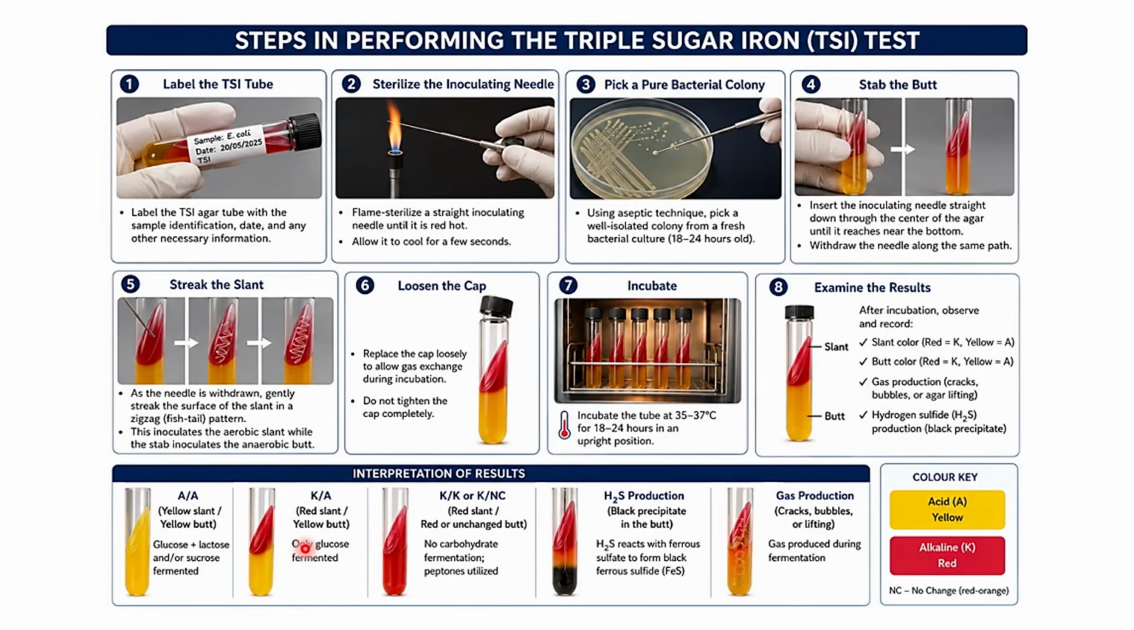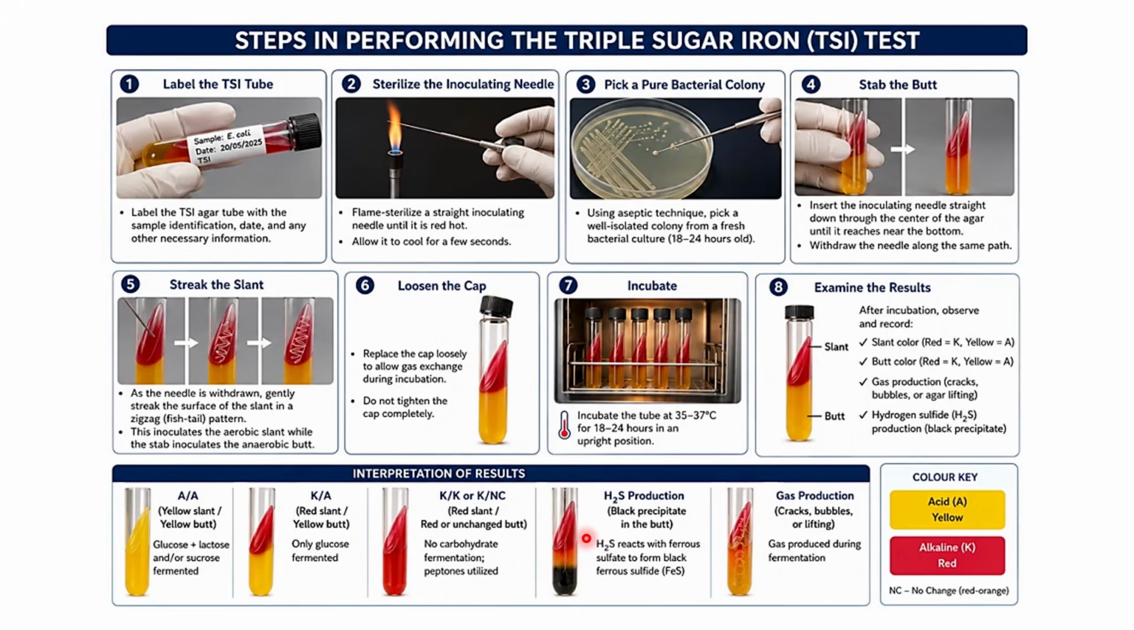For a red slant and a yellow butt, it means only glucose has been fermented, and the result is written as this, as K/A. The K shows an alkaline production, and which is indicated by the deep or the bright red color over here. For a red slant and a red or unchanged butt means no carbohydrate fermentation has occurred, and in this case, peptone has been metabolized.